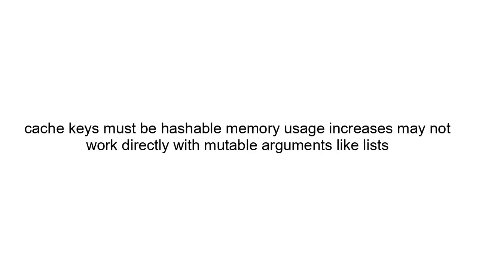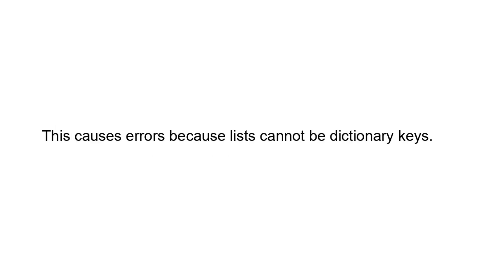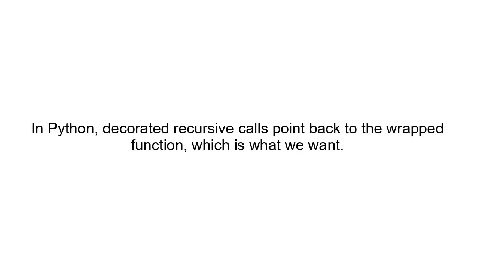Limitations. Challenges include cache keys must be hashable. Memory usage increases, and it may not work directly with mutable arguments like lists. Example concept: more speed means more memory used. Common mistakes. Using mutable arguments as cache keys. This causes errors because lists cannot be dictionary keys. Forgetting recursive calls should use the decorated version. In Python, decorated recursive calls point back to the wrapped function, which is what we want.